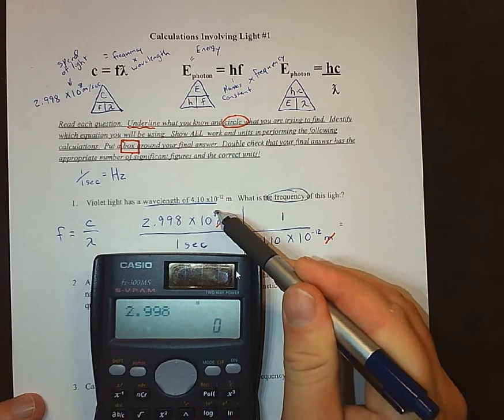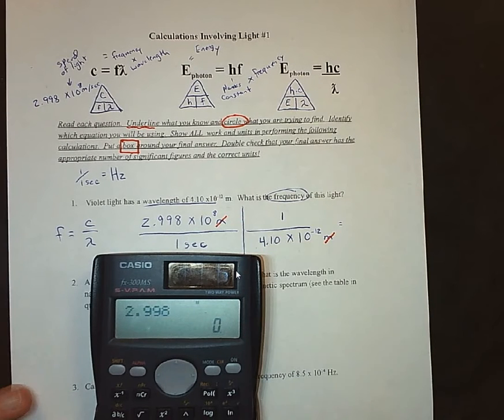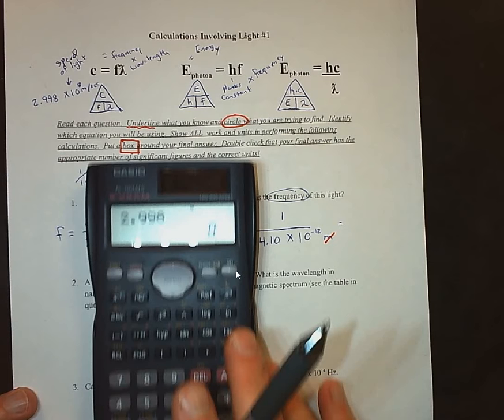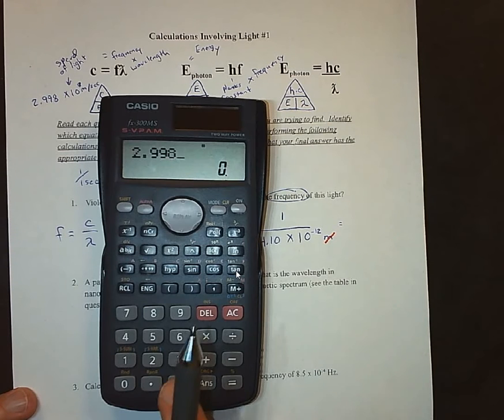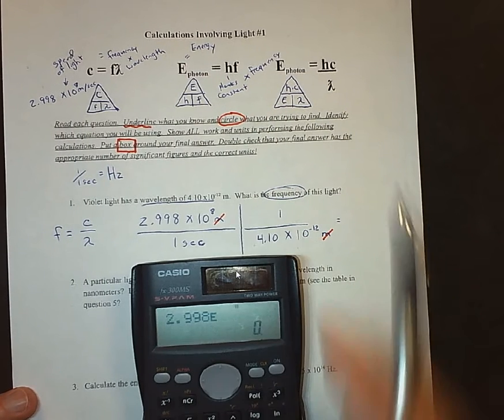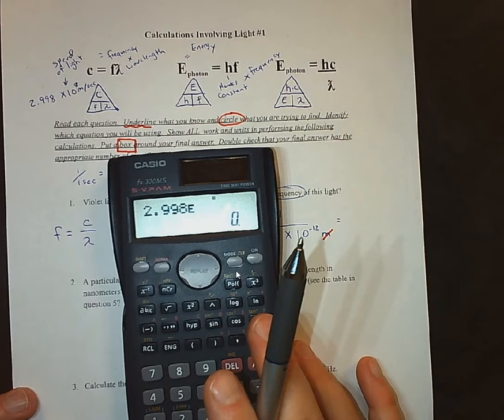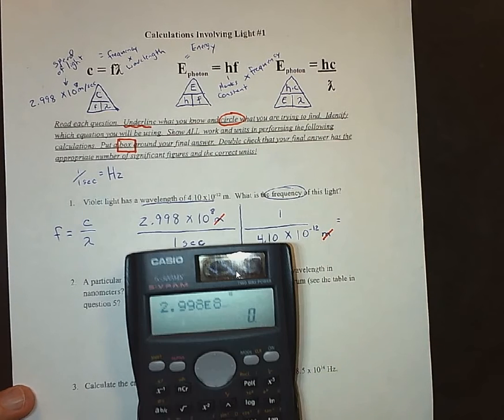We should probably talk about what that means. That means our decimal place is actually 8 places over. For placing an exponent into your calculator, we're going to put exponent, which is this key down here, times 10, and now we just say to the 8th power. So this is 2.998 exponent 8. That's how we write this number here.